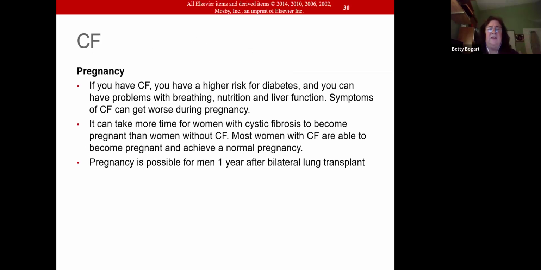Now, one of the things about cystic fibrosis, women can get pregnant. It is a high risk pregnancy, of course. But men, apparently, there is this mucus in their vas deferens, and the vas deferens is where the sperm lies, and it can't get to the woman. Okay, so they can't have a baby. So if they do a bilateral lung transplant, 1 year after, the possibilities increase and they can have children. So many men decide to do that.